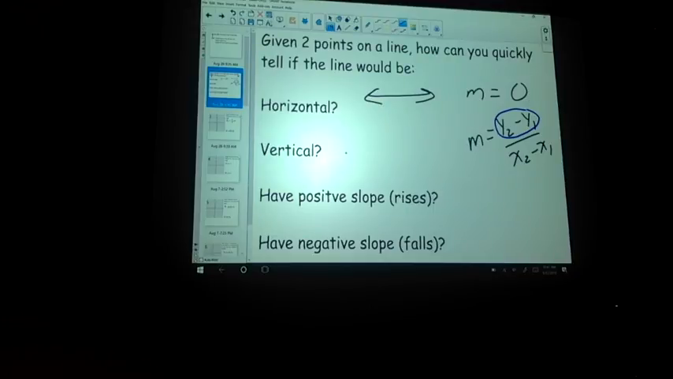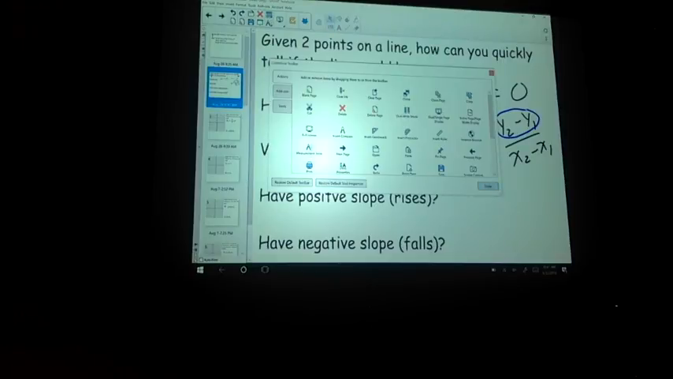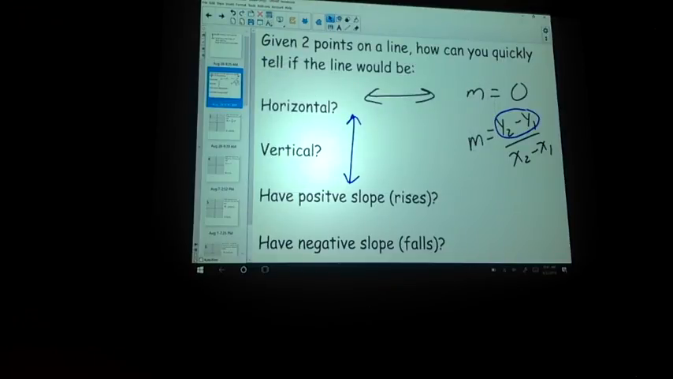If it's a vertical line, it looks like this. Vertical line looks like this. So what part of the slope has to be 0? Yeah, the bottom has to be 0. So you have an undefined slope.